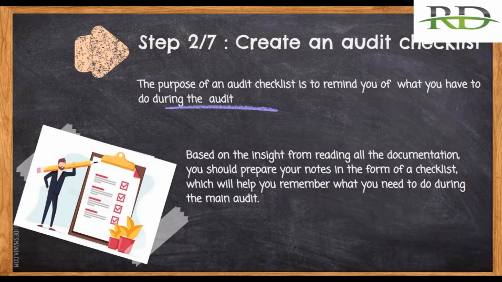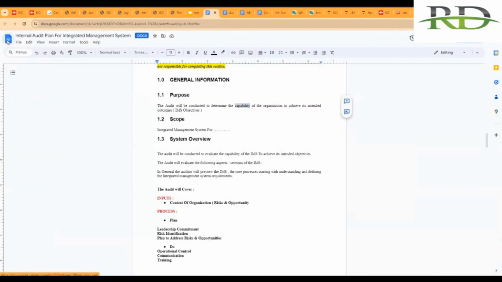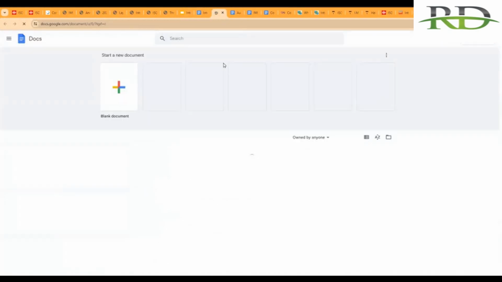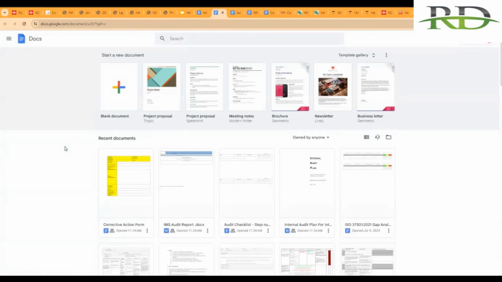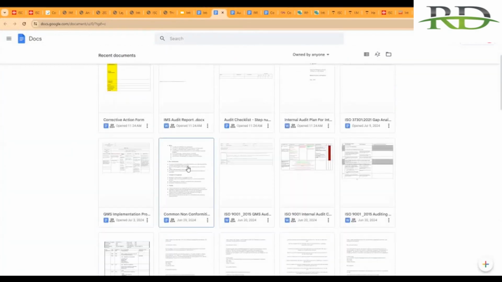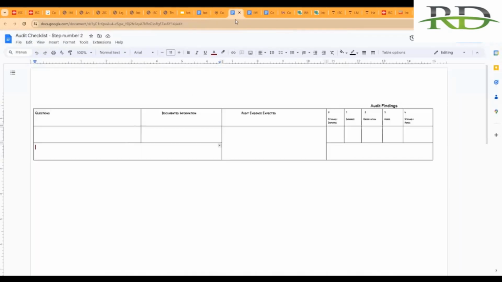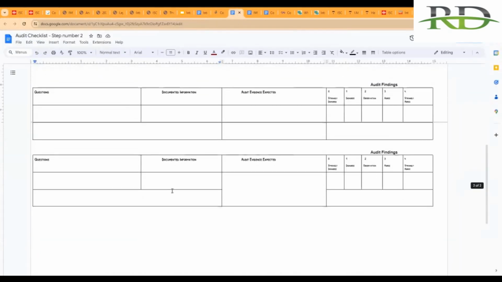So this is now what an audit checklist looks like, okay? So let me just show you right here. There's a document I forgot to upload. Okay, we are good. So this is what an audit checklist looks like.